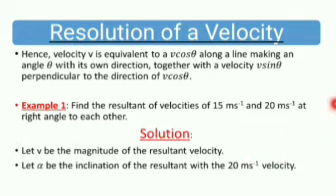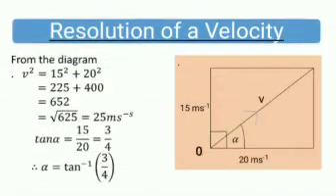Is that okay? Now, the first thing for us to do is to draw the diagram. I will have a right angle triangle. We need to draw the 15 meters per second along the y-axis, then 20 meters per second along the x-axis. This is the diagram that I have here. This is the first component, which is 15 meters per second. Then this is the second one, 20 meters per second. Then we need to find the angle of inclination here.